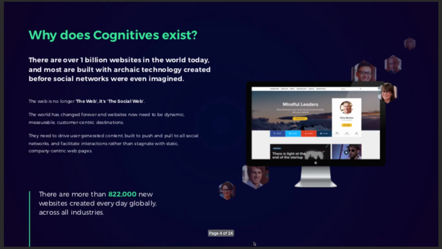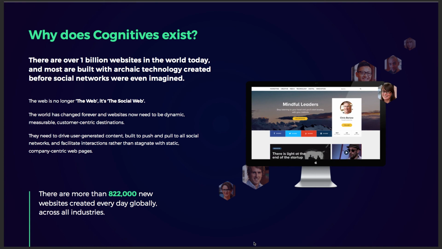Cool, so we started with, why does Cognitives exist? And this is sort of a mashup of the market opportunity, the problem, and the solution. At the time, we were thinking, all right, our proposition was really based on just the disruption of the website kind of category, which we've pivoted away from now, around the social web and social content driving websites.